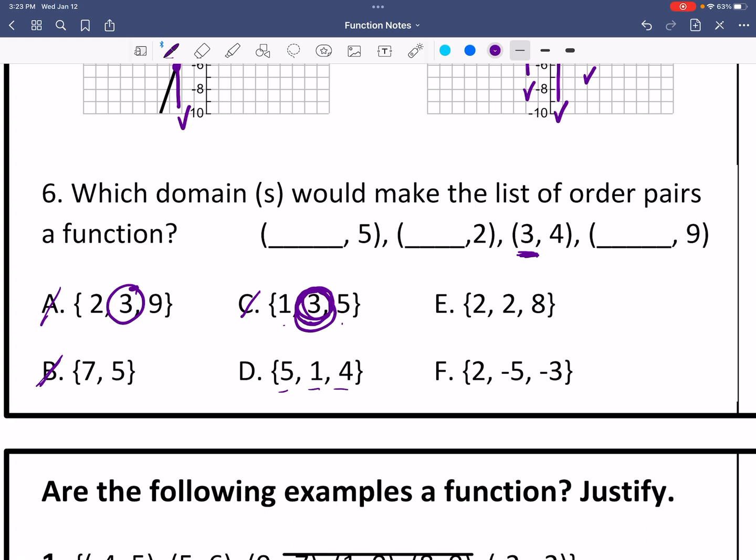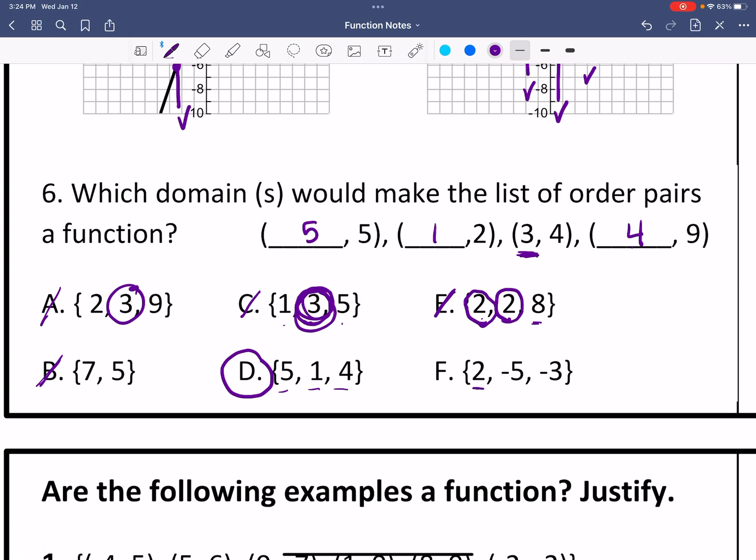If I were to put 5, 1, and 4 into my ordered pairs, this would be a function because none of your x values repeat. So D is one of your answers. Looking at E, they have given me x values of 2, 2, and 8. Just alone, because they have repeated the 2's, this lets you know that E is not possible to be a function because since your x values repeat, it would make it not a function.